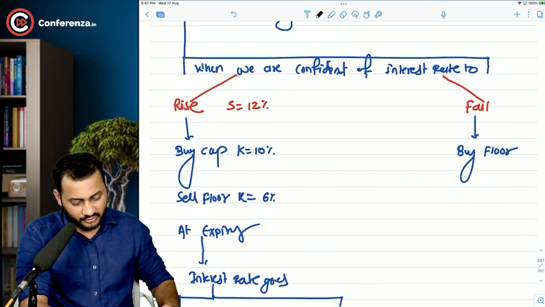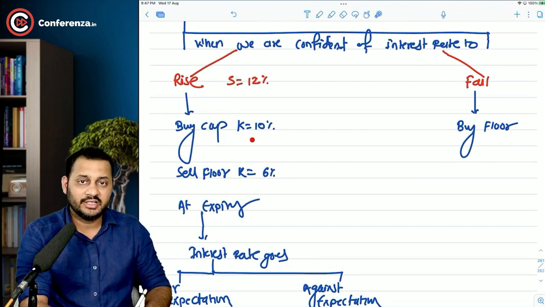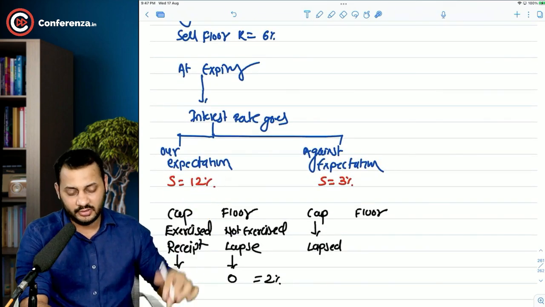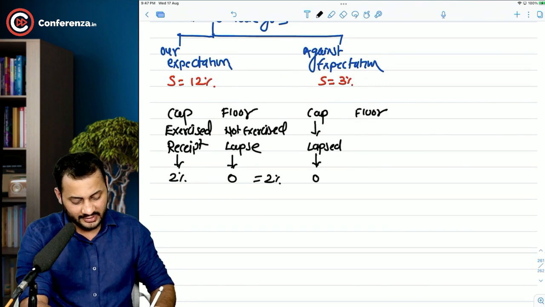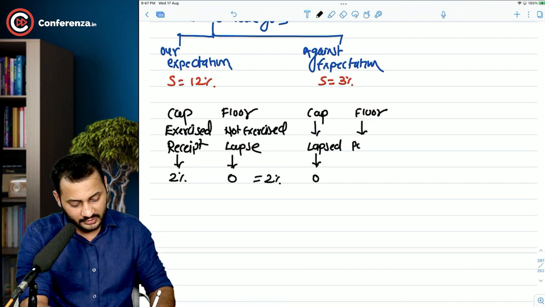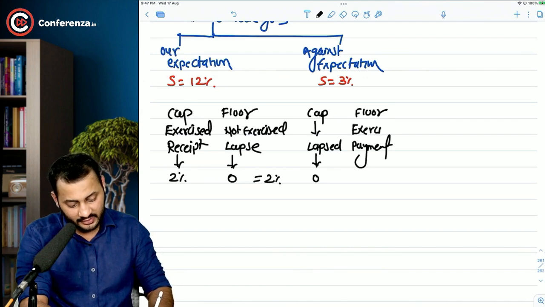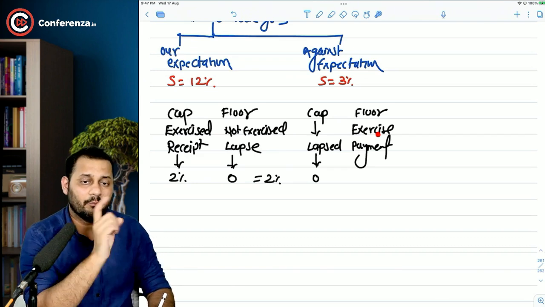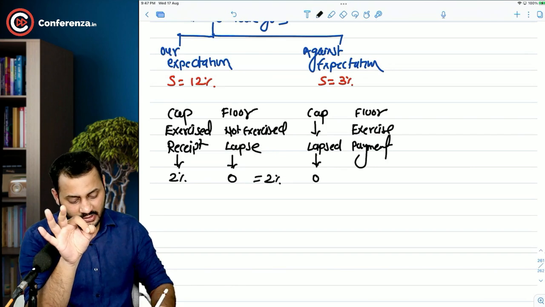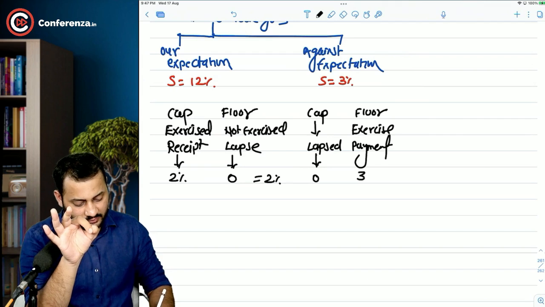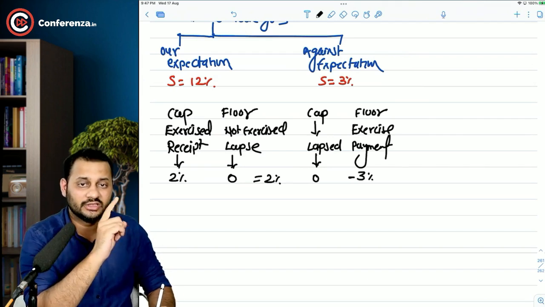Why? Because in order to exercise the cap option, there was a condition that the interest rate should go beyond 10%. It is already at 3%. So it will lapse. You will not get any kind of receipt. But in case of the floor option, it will be a payment by you. It will be exercised by the other party. And since it is being exercised by the buyer of the option, and we are the seller, you will have to make some payment. That will be the difference between the spot and the strike price, which is 3% of loss. So you will lose 3% in that case.